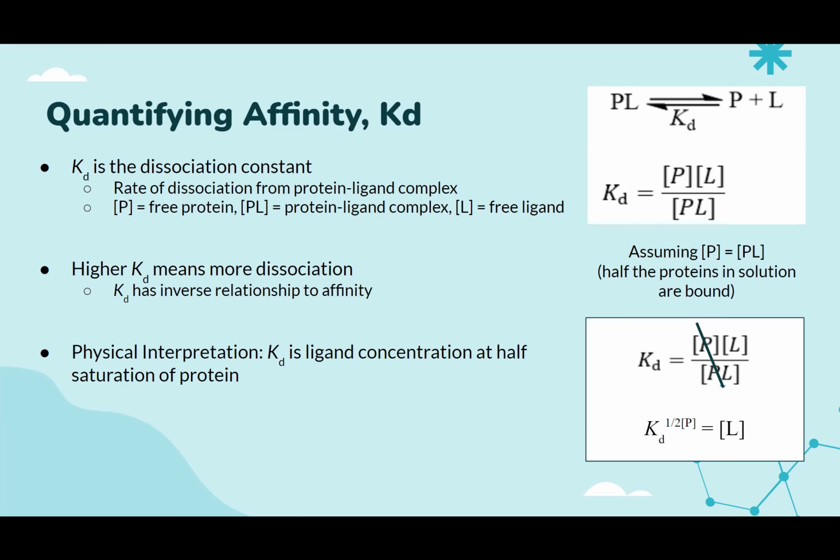And the physical interpretation is essentially that KD is the ligand concentration at half saturation of protein. So if we look onto the right, if we assume that the protein concentration is equal to the protein ligand complex, basically half of your proteins aren't bound while half of your proteins are bound. That's what it means to be at half saturation. If that's the case, we can basically cross out P and PL, and all you're left with is KD is equal to the concentration of ligand.